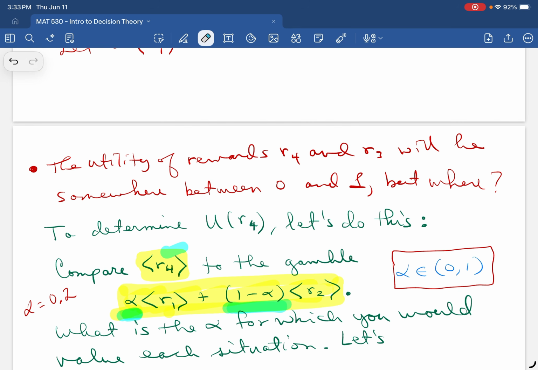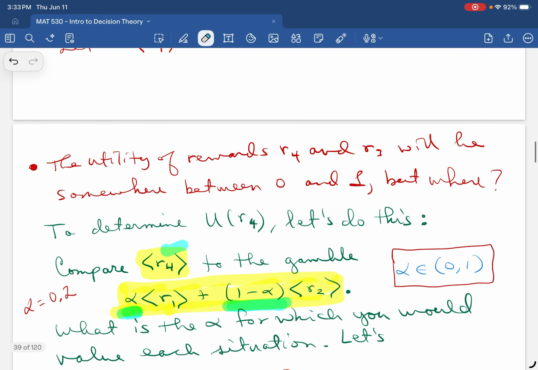So the question we have to ask ourselves is, what alpha would we require so that we would value that distribution on the reward space exactly the same as for sure reward R4, which is the situation where we go to the movies and it does not rain. And that's a decision you have to make. Which alpha would you choose, and you would value either one to be the same? In other words, you would say, I don't care, either one is valued the same to me.